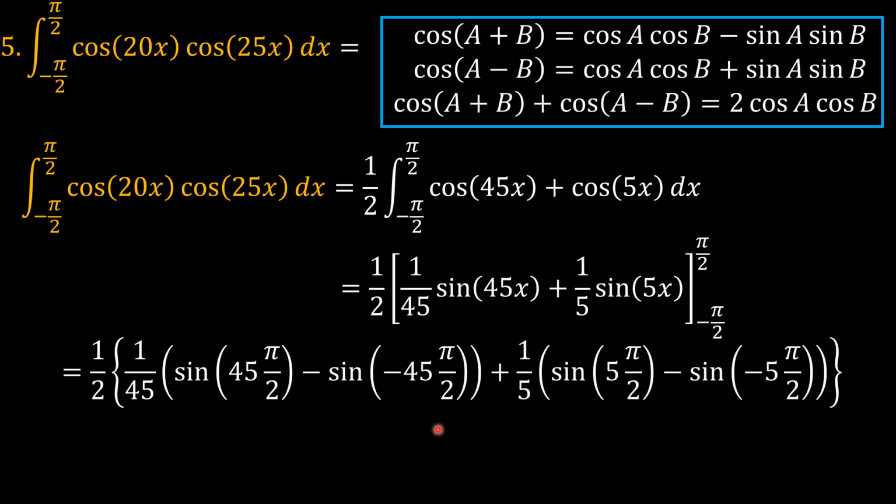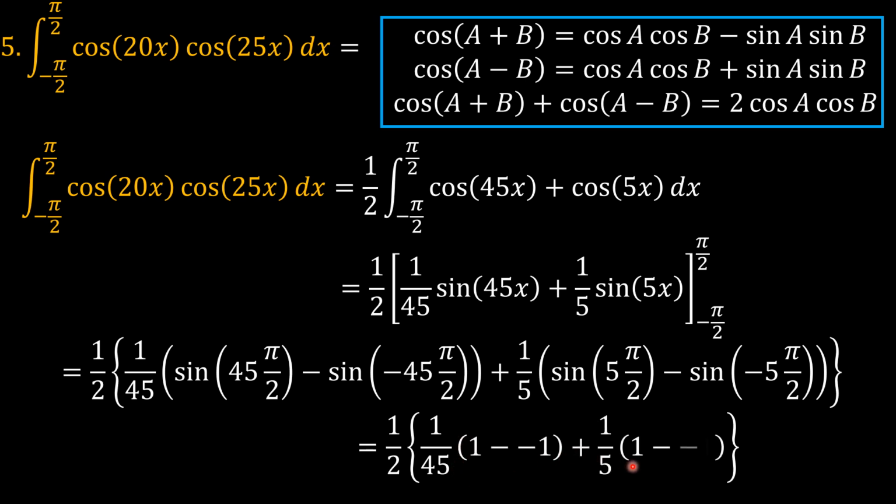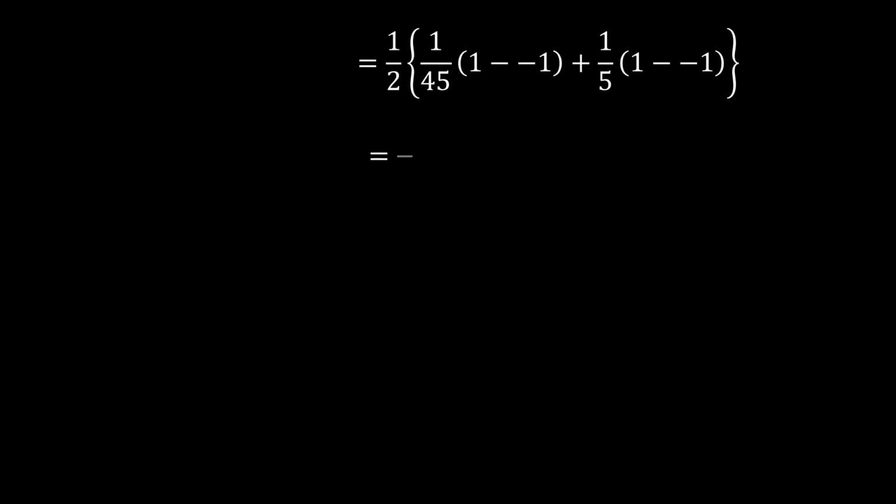So this negative here propagates out, and since these are odd values, this becomes 1 and this becomes 1, and so you have half of 2 over 45 plus 2 over 5. Here we've just explicitly shown what happens. So 1 minus minus 1 is just 2. Now, if that's the case, we have 1 over 2 times 2 over 45 plus 2 over 5.